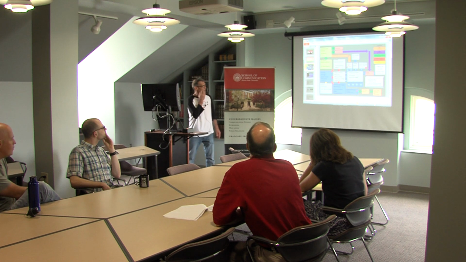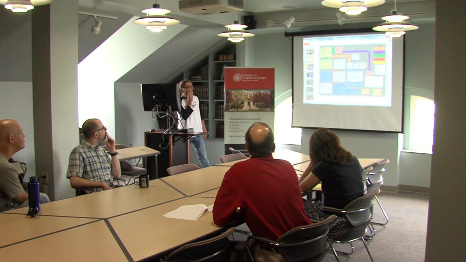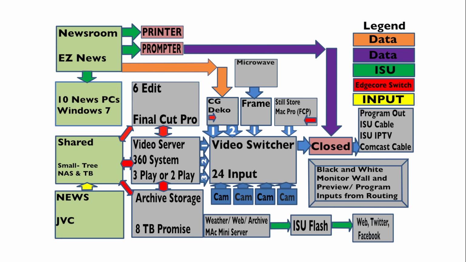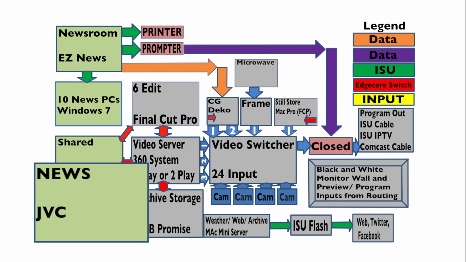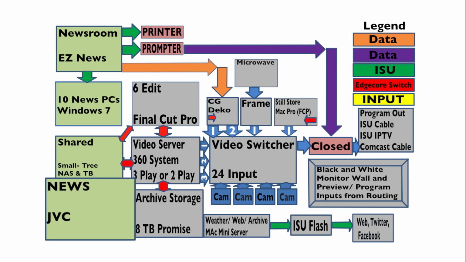Okay, so this block diagram is basically the workflow that we use every day to create our content, to broadcast our content, to archive our content, and to distribute it onto the web and social media. We do acquisition on JVC cameras that shoot in XDCAM format at 35 megabits a second. That'll be important a little later on.